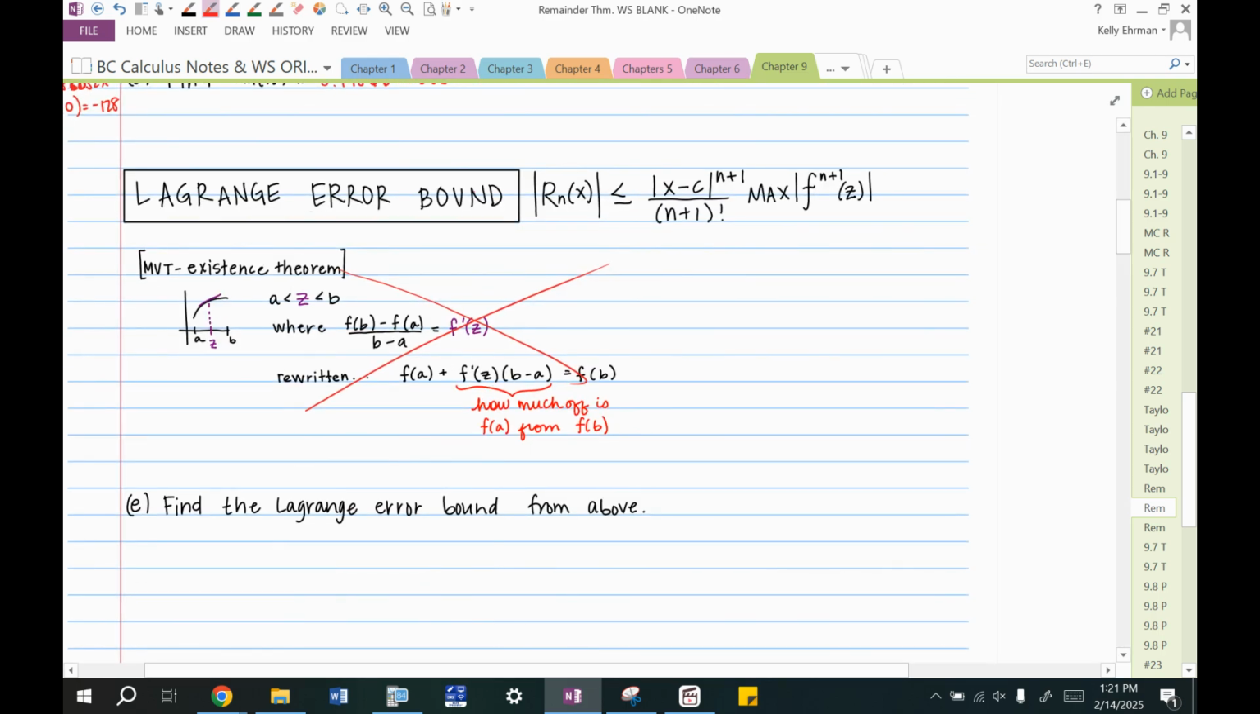Here's a reminder of what Lagrange error bound is. In absolute value, you figure out the max n plus 1 derivative. If this is sine or cosine, if that's f of x, then the max is 1. Otherwise, you have to find the pattern and plug in z being between x and c.